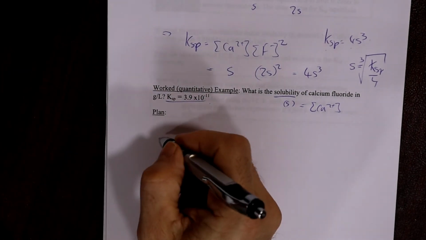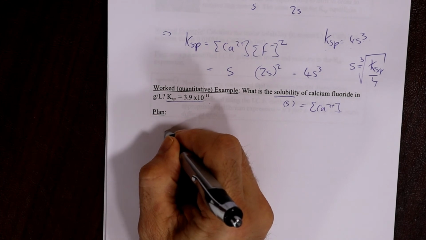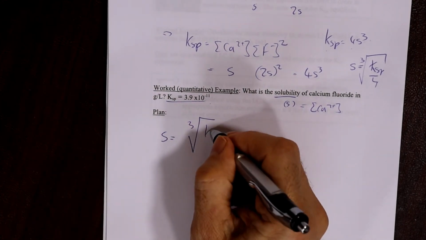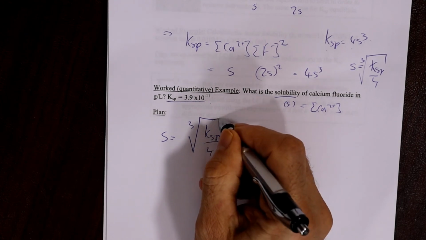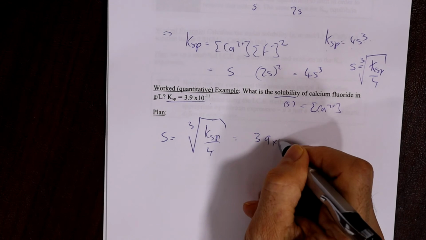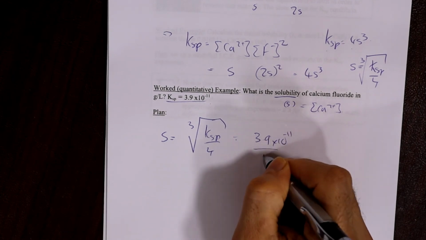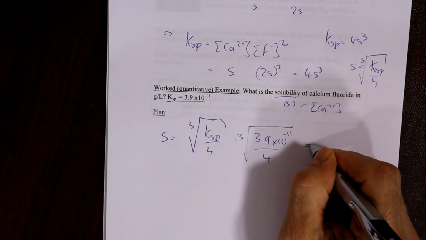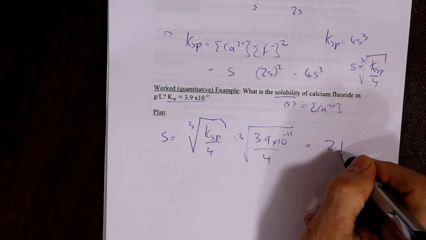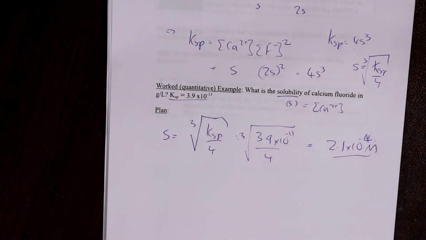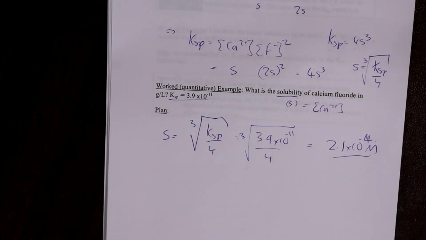So we're just going to use that equation. S equals the cube root of KSP over 4. Well, that's easy, right? 3.9 times 10 to the minus 11 over 4, cube root, which equals 2.1 times 10 to the minus 4 molar. Okay, fair enough. That wasn't so bad.